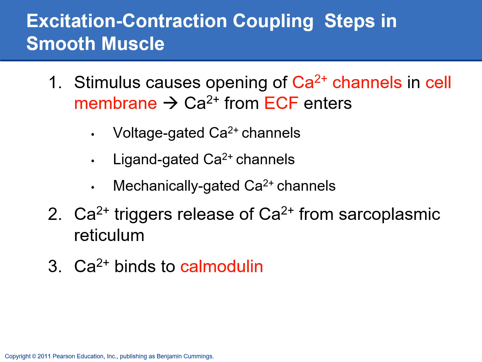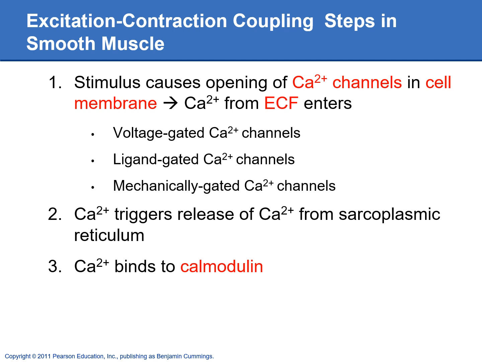So excitation contraction coupling in smooth muscle is fairly different from skeletal muscle that we looked at before. So there's going to be some sort of stimulus for letting calcium into the smooth muscle cell. Remember that most of the calcium for contraction is going to come from the extracellular fluid. So there are a number of different ways that we can let the calcium into the smooth muscle cell. We can open up some voltage-gated calcium channels if an action potential is started at another smooth muscle cell and passes through gap junctions.